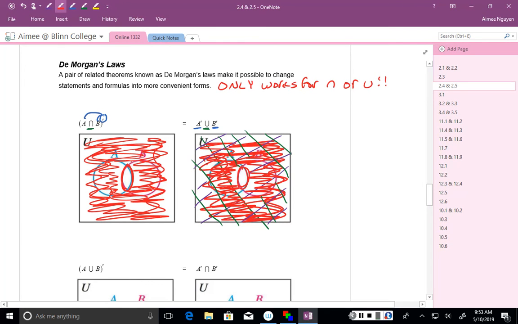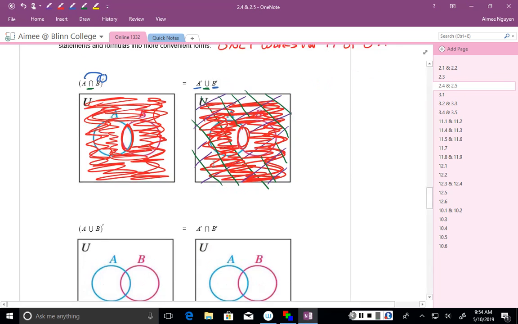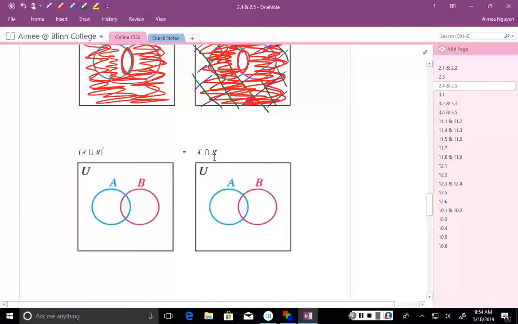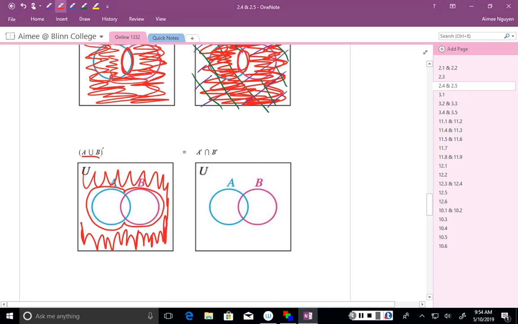And so we can say that when I distribute the complement and I change the symbol in between, then they are equivalent statements. This also works for the union. So (A union B)'. Again, my union here is everything. So that would be like the entire figure 8. All right, that's my union. And basically I don't want it to be in there. And so I want everything outside of that.